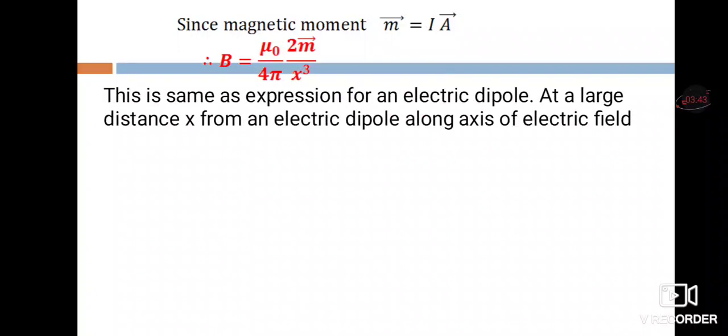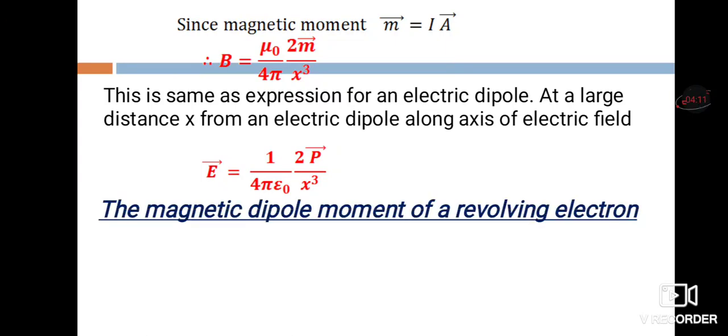So this equation is again the same as the expression for the electric dipole. At a large distance x from the electric dipole along the axis, that equation we already derived in the first chapter, that is E is equal to 1 by 4 pi epsilon naught, 2p divided by x cube. The same equation we got for the magnetic field also, that is B is equal to mu naught by 4 pi, 2M divided by x cube.